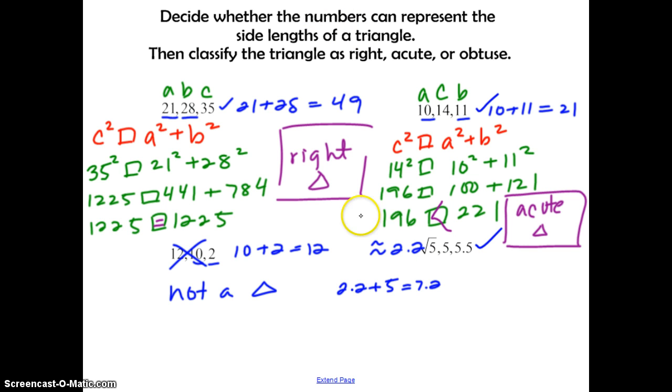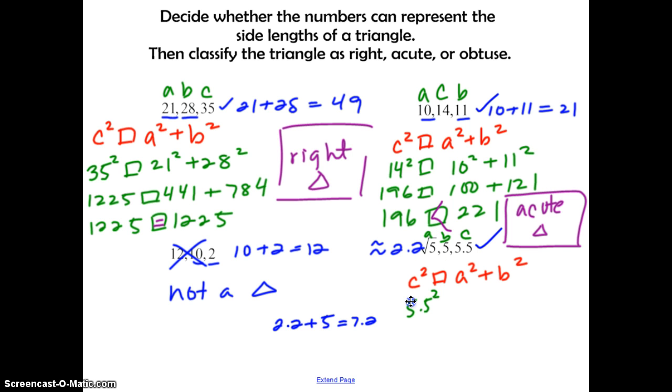Now, let me move this over a little bit. And then let's do our Pythagorean theorem converse. C squared box a squared plus b squared. And then when we assign our values, c is the biggest number. So since this is 2.2, 5, 5.5, this is our biggest, then we can put a and b. So c is going to be 5.5. A, now be careful. Square root of 5, I need you to put it in just like that. Okay? Do not use 2.2. That will give you a very different answer. And then we'll put in 5 for b.